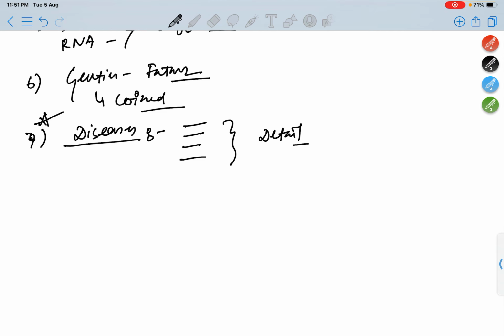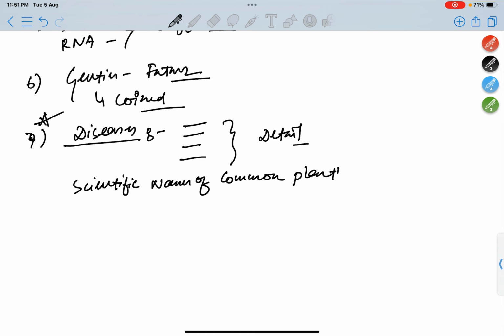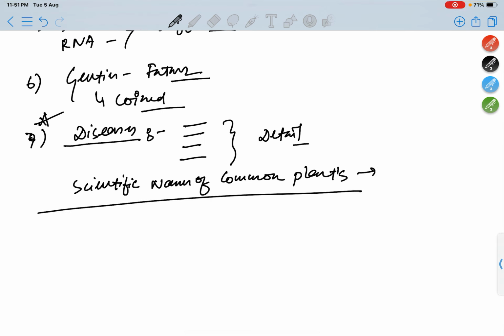Now in the botany portion there are also some classical botanies, but those are not important, I feel. Then there are some scientific names of common plants, right? So you should know, there is a chart in the Lucent, you directly refer that. Now virus, suppose study of virus is called virology.